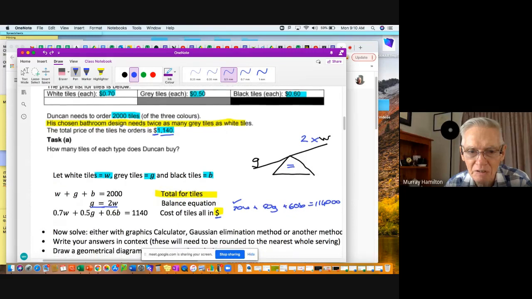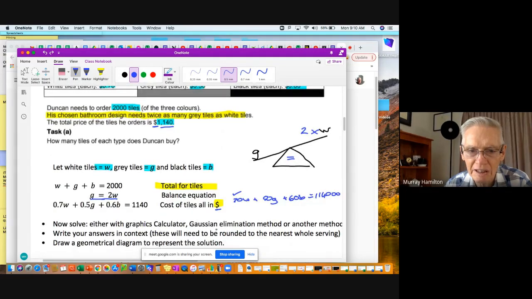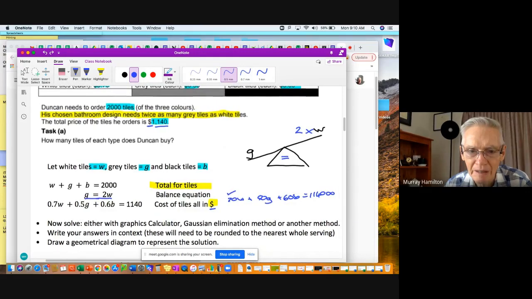And you can solve this with either a graphics calculator, the Gaussian elimination method, or any other method. And sorry, no, this one won't need rounding. Sorry, I should have crossed that out. Sometimes they do need rounding. I copied and pasted that. This one won't.